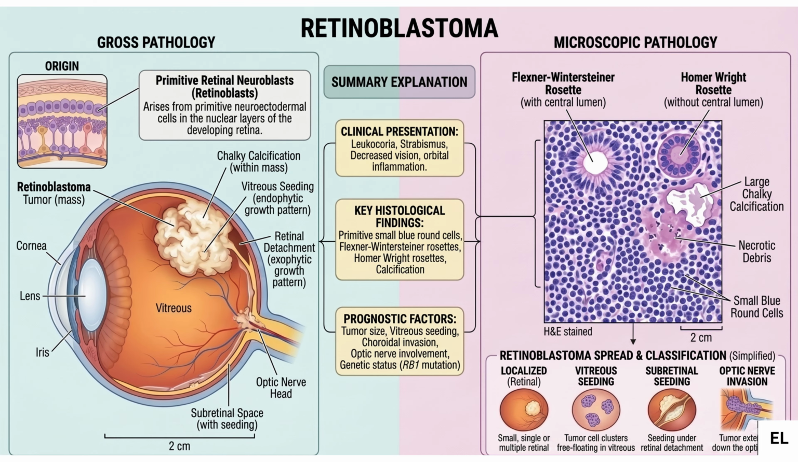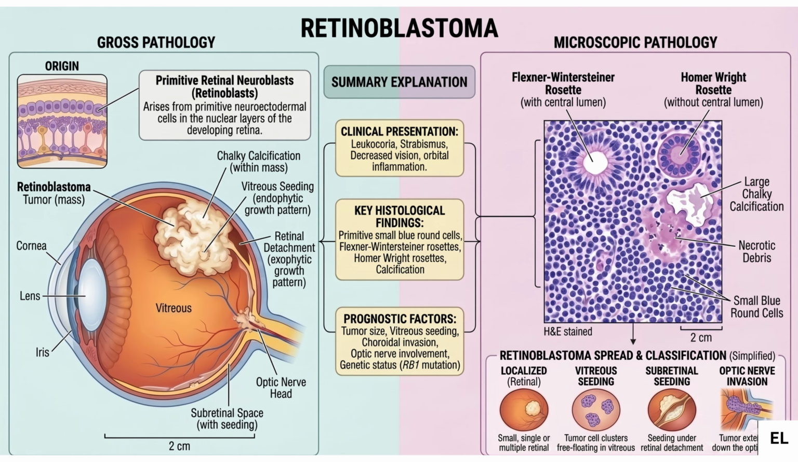Grossly, the tumor appears as a creamy white, chalky mass arising from the retina. The image shows this tumor occupying a significant portion of the posterior segment of the eye. One characteristic feature of retinoblastoma is the presence of calcification within the tumor, which appears as chalky white areas and is often detected on imaging studies such as CT scans.